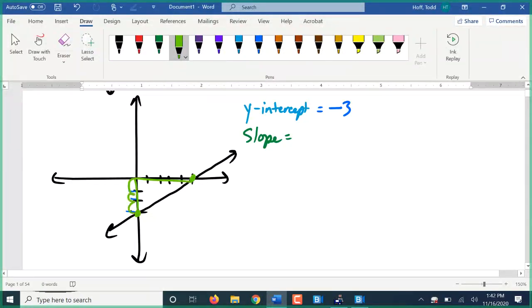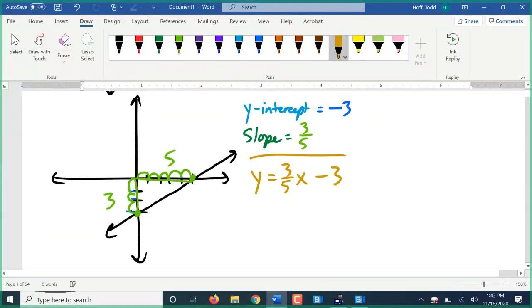I rise 1, 2, 3. I run 1, 2, 3, 4, 5. So my slope is 3/5. That cannot be reduced. So my equation, y equals slope times x, so 3/5 times x, plus the y-intercept. Well, the y-intercept's -3. So I could do plus a -3 or simply -3. So y equals 3/5 x minus 3.